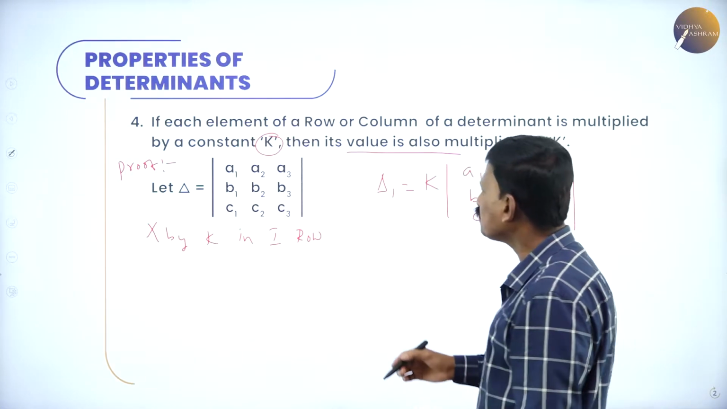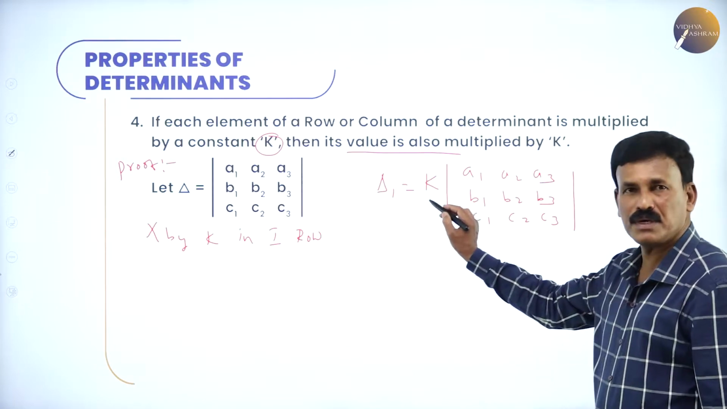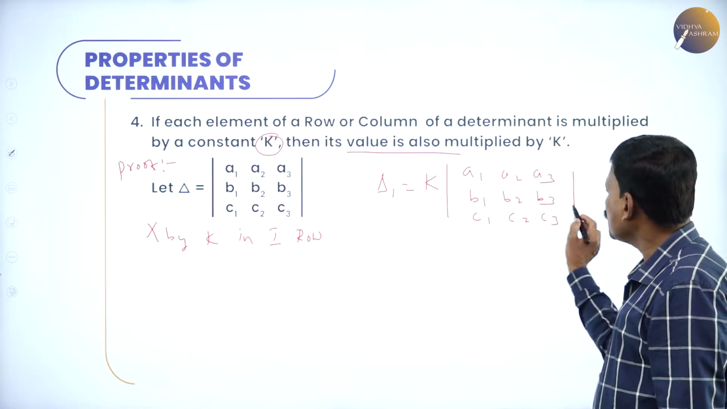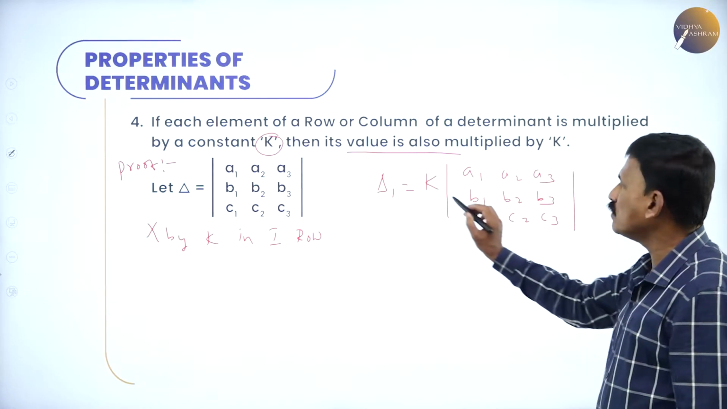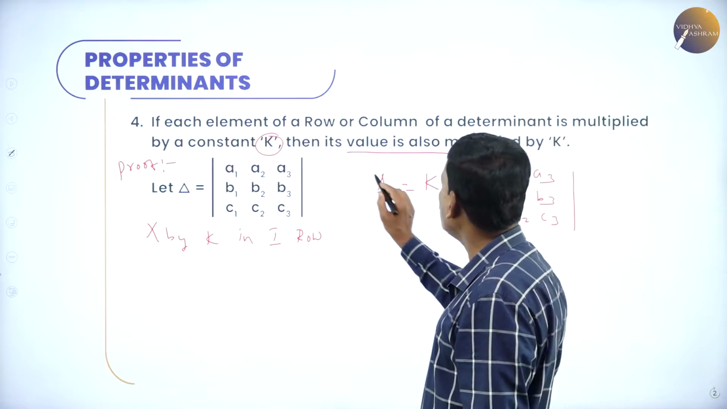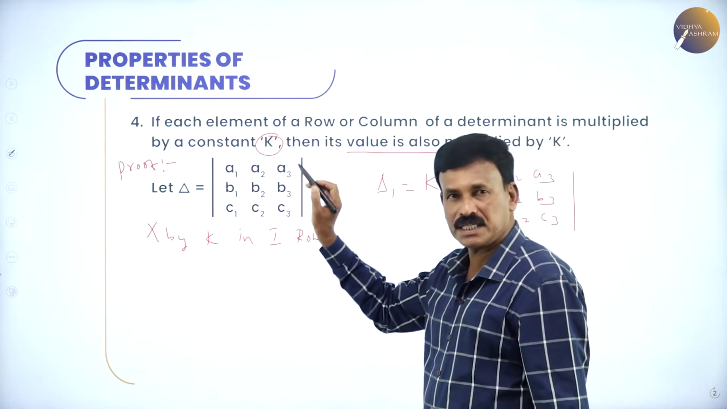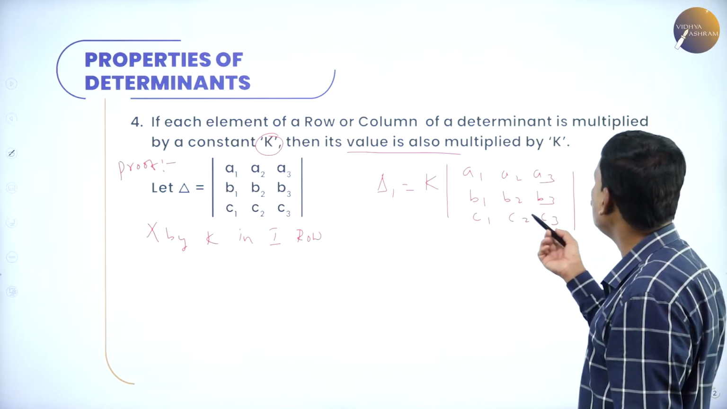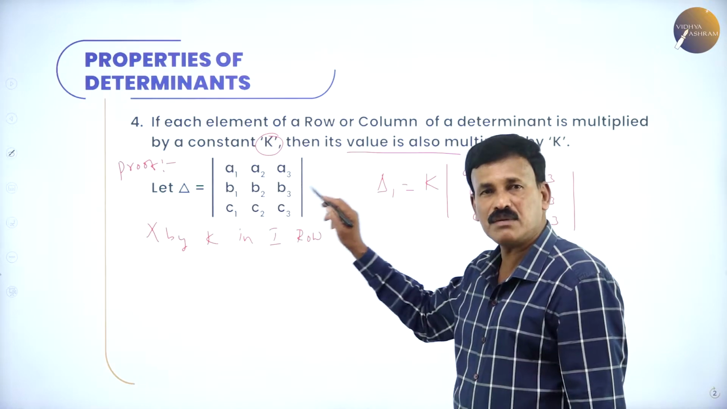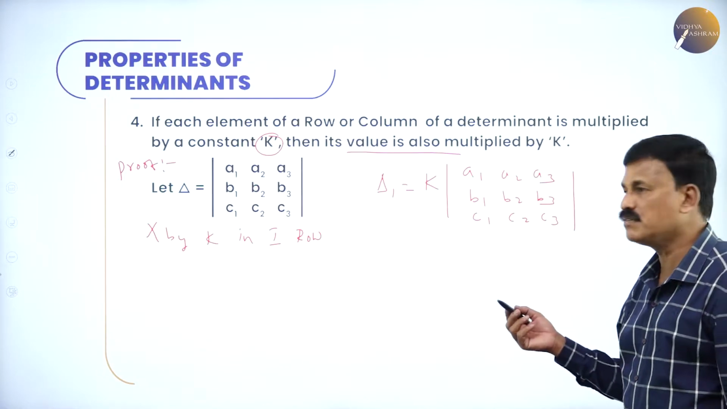That means you can just evaluate this determinant and multiply by k, or just multiply any row or column, first row or first column, second row or second column, third row or third column, by a constant k and evaluate it, and you will get the same answer. So if each element of any row or column of a determinant is multiplied by k, then its value is also multiplied by k.